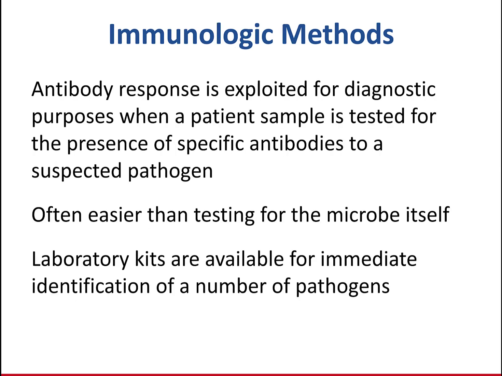So antibody response is exploited for diagnostic purposes when a patient sample is tested for the presence of a specific antibody to a suspect. In other words, if the patient has seen it, then they should have an immune response, and we can test that with an agglutination type test. It's even easier than testing for the microbe itself. In other words, you just put the microbe in the presence of blood or serum, and then you see, and it kind of tells you if the human has seen those antigens before associated with that pathogen.